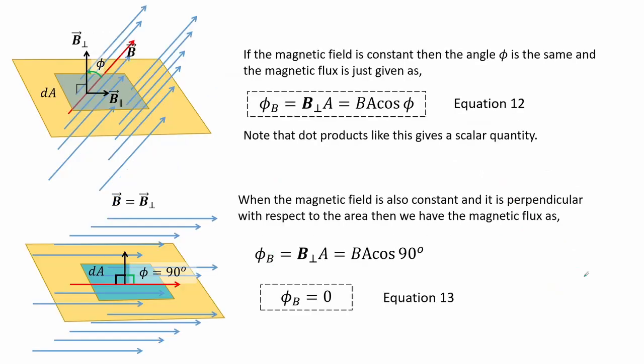If the magnetic field is constant, then the angle phi is the same and the magnetic flux is just given as equation 12. Note that dot products like this give a scalar quantity. So the magnetic flux would be a scalar product.